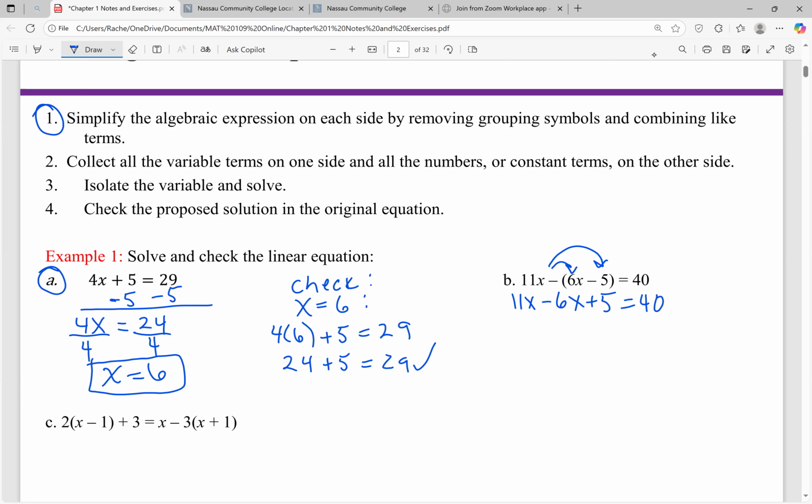And now we can combine like terms, right? We could combine an 11x and a -6x. 11x minus 6x is going to be 5x, so we get 5x plus 5 is equal to 40.